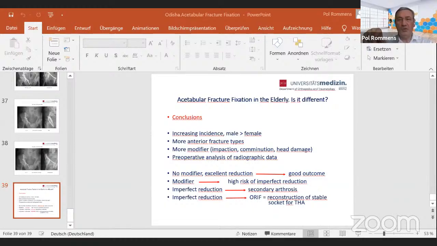My question to you is, why would you operate them anyway? If they cannot afford the surgery, why would you resect the head? No, just to make them pain-free. It is a smaller procedure. Do you think this is a guarantee of being pain-free? Because the instability is not the head. The instability is on the level of the acetabulum.